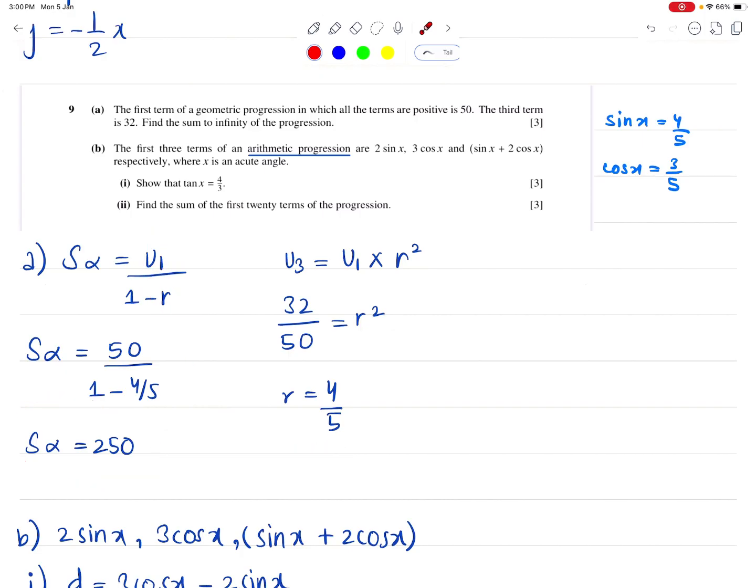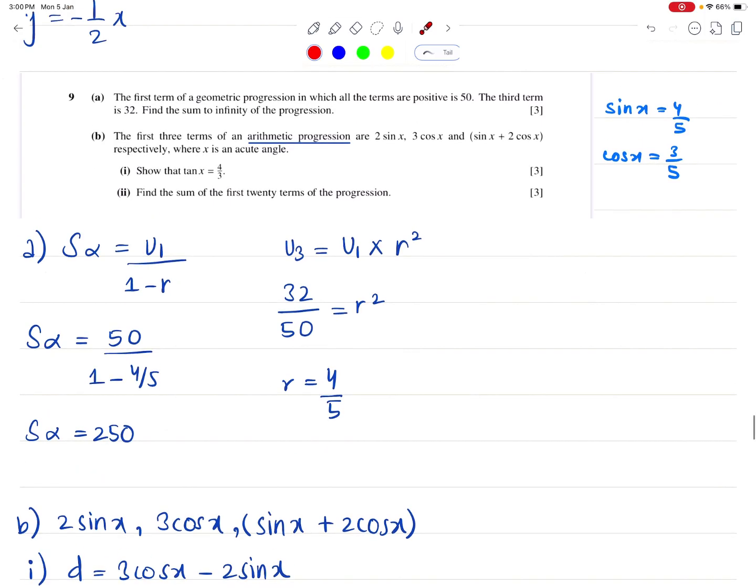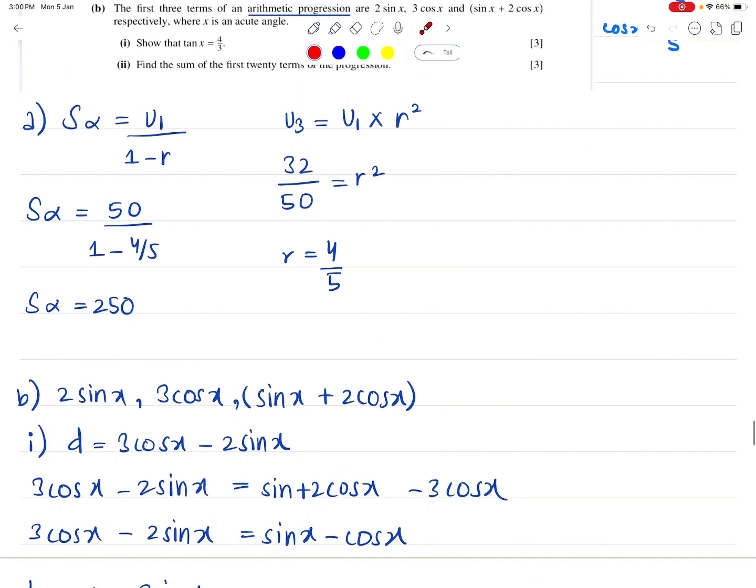Moving on to part B, it says that the first 3 terms of an arithmetic progression are this, this, and this, where x is an acute angle. The first part says show that tan x is equal to 4 over 3. Now, first of all, you need to understand that in an arithmetic progression, the difference between this term and this term is going to be equal to the difference between this term and this term. So you basically have to subtract each of them, which is something I've done over here.